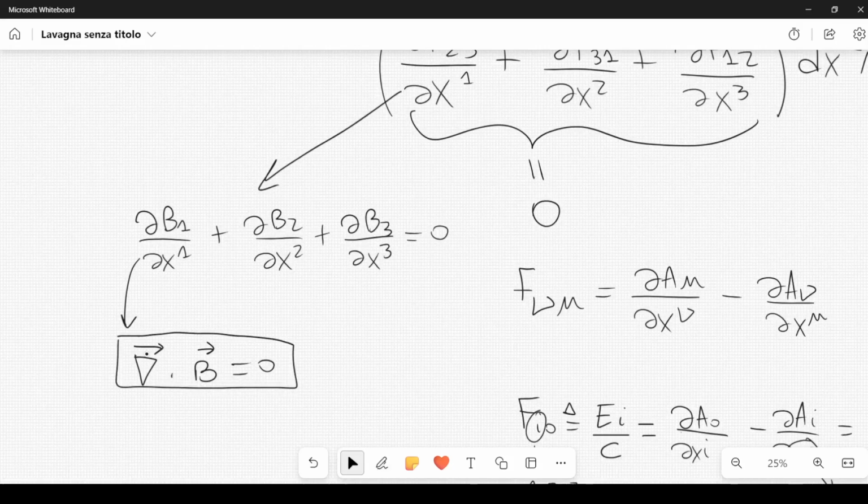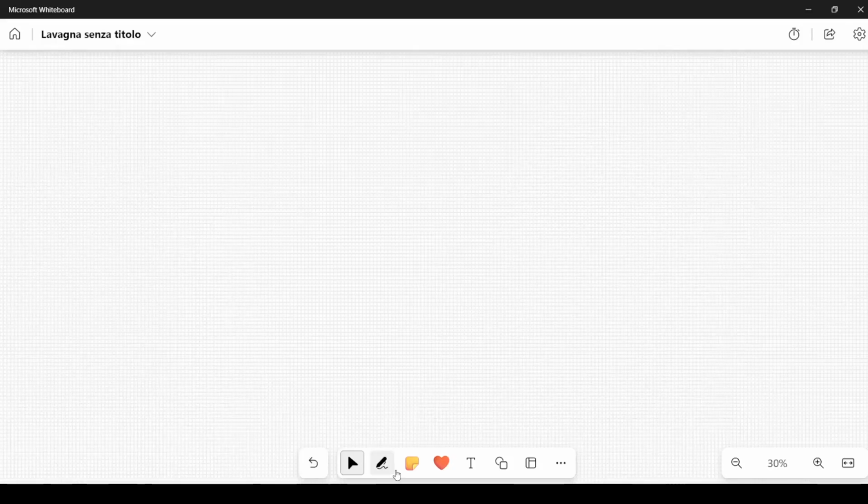Then in the next video I also want to remind you how you can derive another Maxwell's equation. And in order to be able to recover all of Maxwell's equations, we have to define the so-called Hodge dual. But this will come later. We can obtain another Maxwell equation very naturally from the theory that we have developed so far.